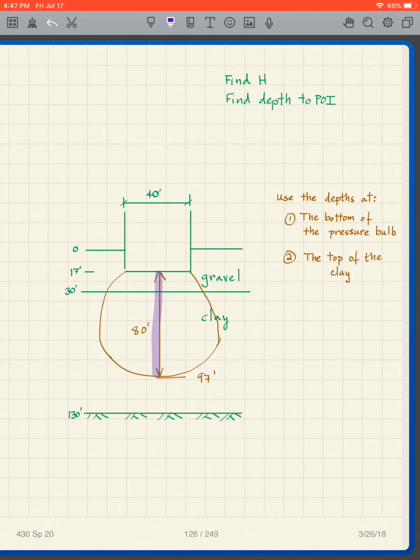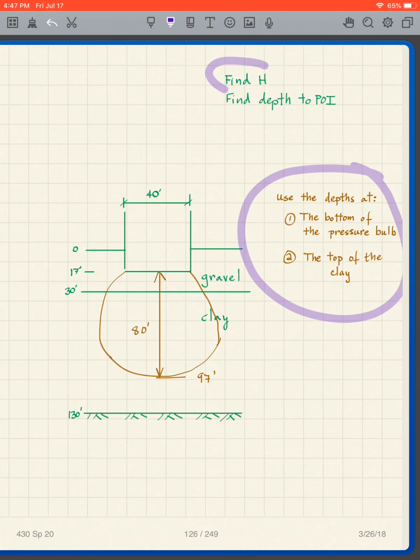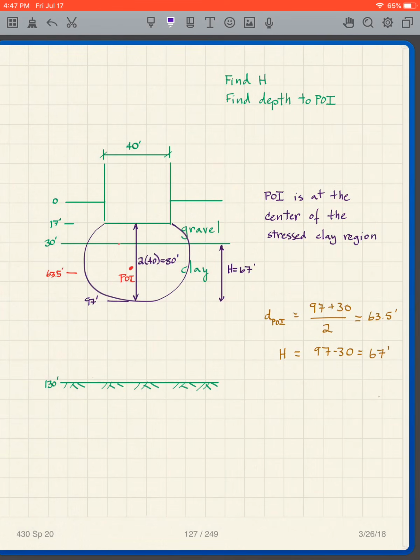what do I do? 2B, 80 feet, draw my pressure bulb, and I can see that since that's 17 feet, this becomes 97 feet. Okay, so that's the given information. Take a minute, half a minute, 30 seconds, whatever, to use those depths and find the h and find the depth of the point of interest. Okay. All right, I'm going to assume that you've done that. And here's the answer.